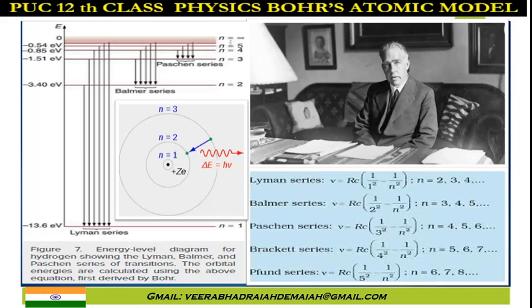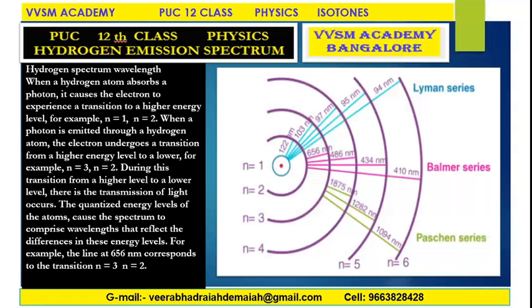first derived by the scientist Niels Bohr. This is the diagram where the photon is emitted, where delta E is the internal energy, equal to h nu, where nu is the frequency of radiation and h is Planck's constant. For the Lyman series, nu is equal to Rc times (1/1² minus 1/n²), where n is equal to 2, 3, 4, and the Balmer series similarly follows the equation.